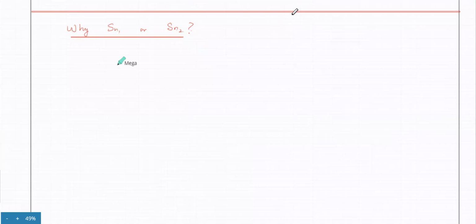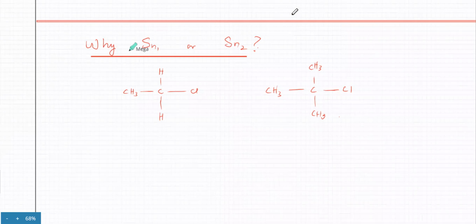The reason is, I'm going to draw a primary halogenoalkane and a tertiary halogenoalkane. There's going to be something different between the two, and that's the polarity. Both of them are polar molecules. This carbon is partial positive and Cl is partial negative, right? Over here as well, carbon is partial positive and Cl is partial negative. So both bonds are polar.